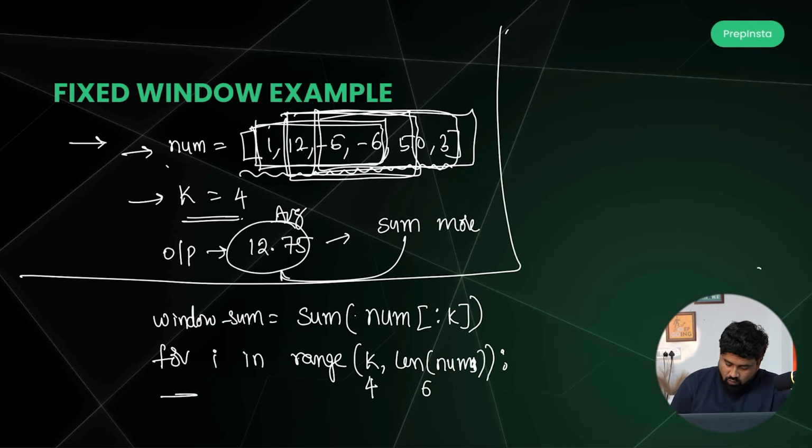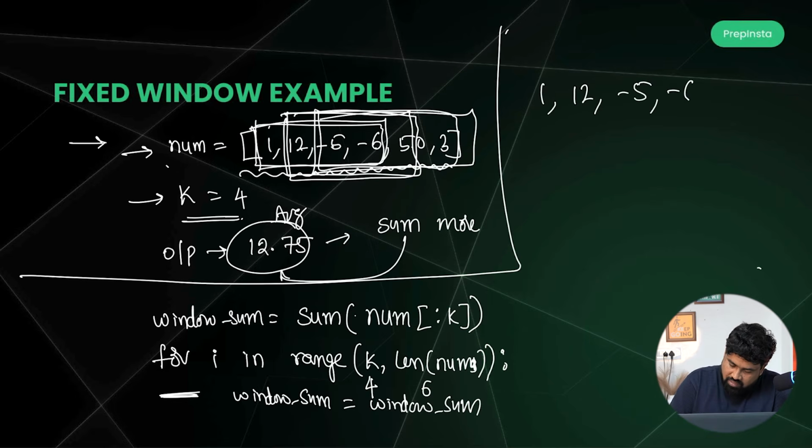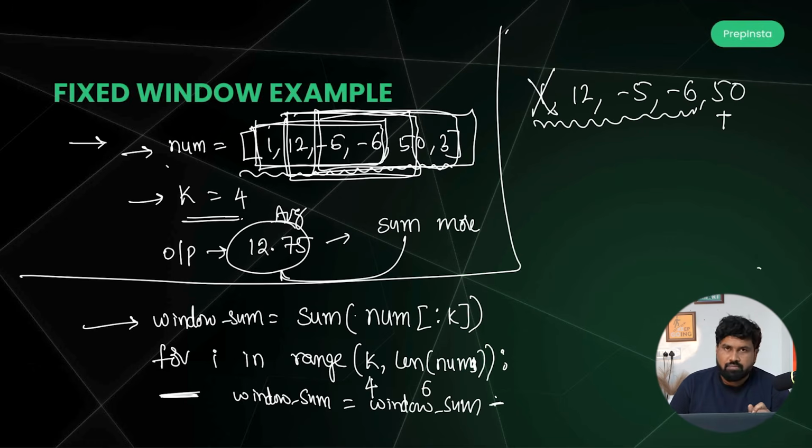Next, how do I need to find the window sum? What do I need to do, guys? The first values are 1, 12, minus 5, minus 6 and 50, right? So I have added the first 4 elements and it is stored in window sum. Now I have to subtract the 1 and add the 50, right? So can I say it like this or not? For the window sum, I have to subtract the first element and add the present element.